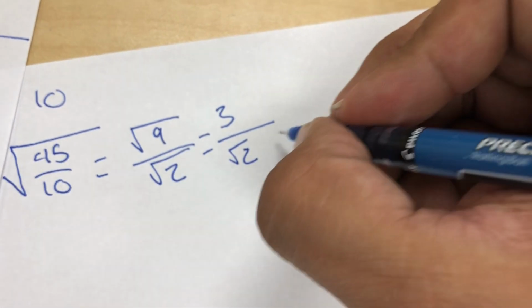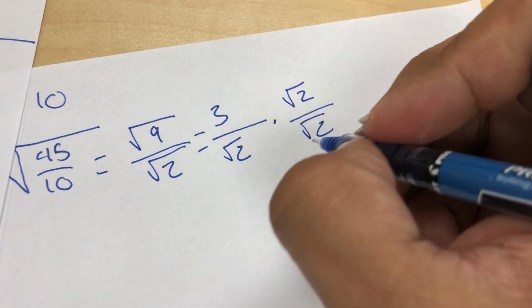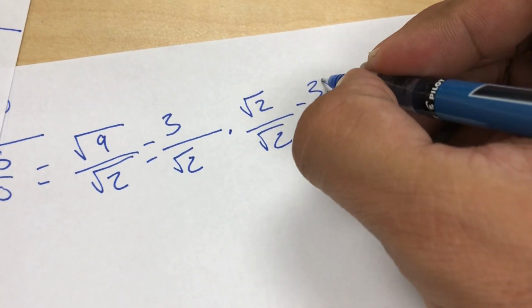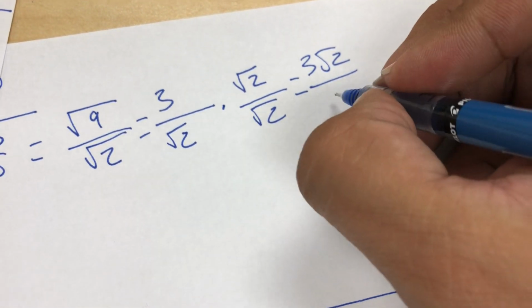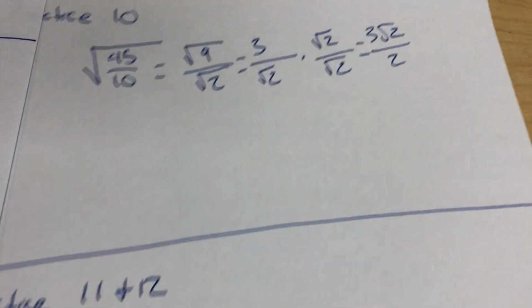So how do we get rid of the square root of 2 on the bottom? We multiply by 1, but a special kind of 1, where we multiply by the bottom number, which gives us 3 square root of 2 over 2. And we're done. That's your final answer.